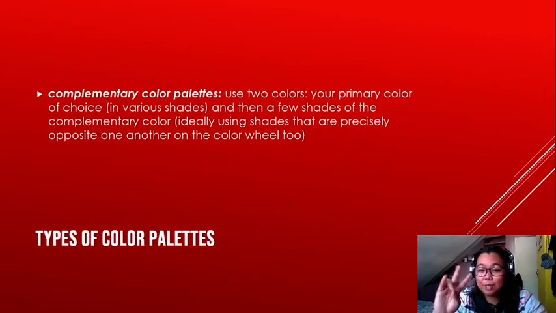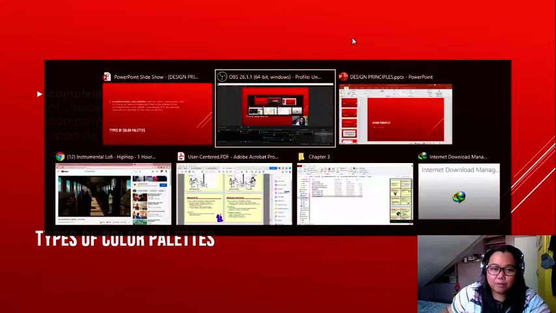Other one is complementary color palettes. So, you're just using two colors, your primary, and then a few shades of the complementary color. So, yeah. How would you look for the complementary color palette? Sorry, I didn't include in my slide a color wheel. So, yung primary color mo, so the color wheel, primary colors are red, blue, and yellow. And then, you're going to create yung katapat niya, tapat ng complementary color. So, okay, fine. Let's just open a color wheel na lang.